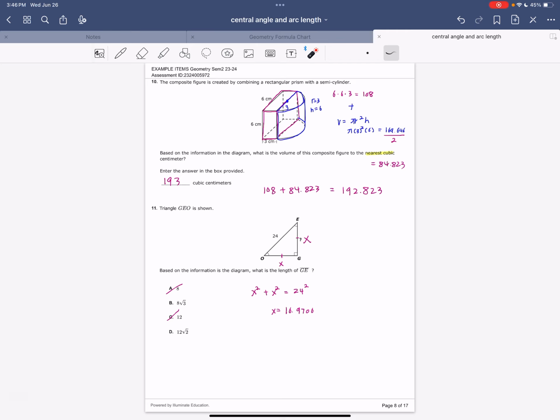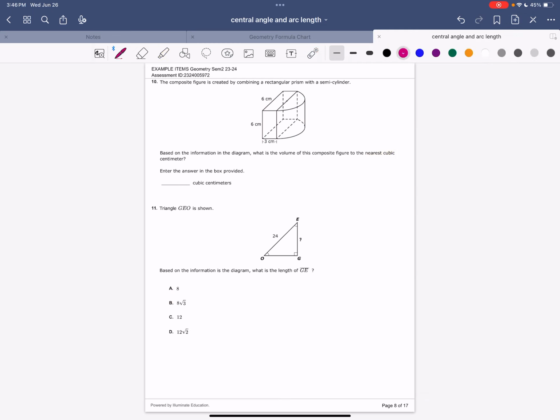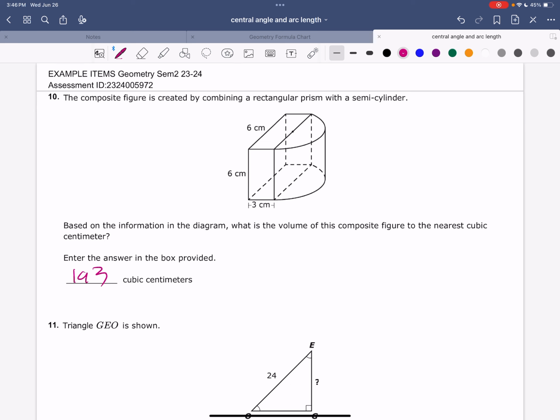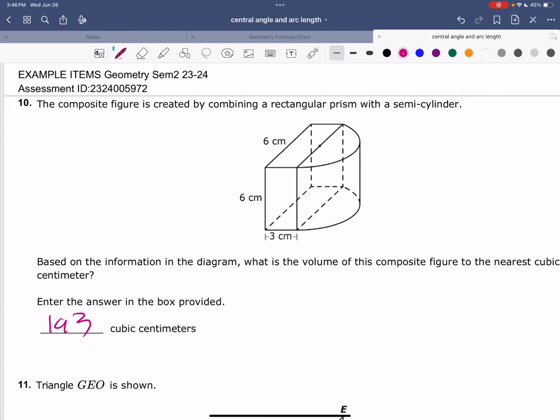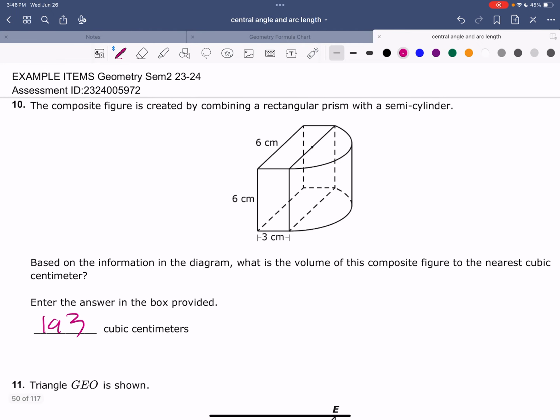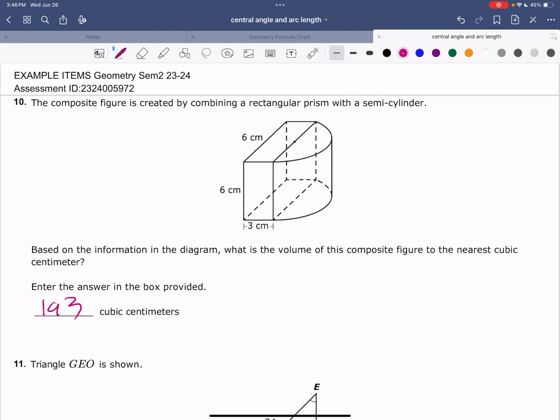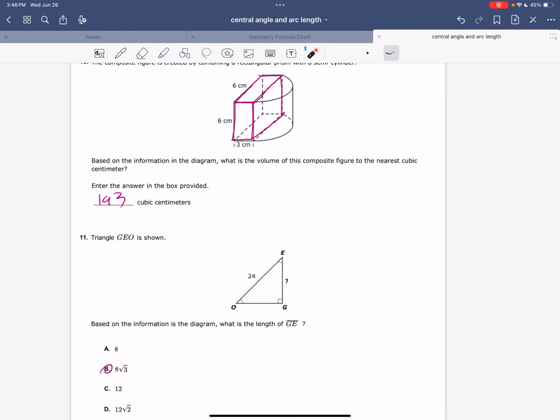Question number 10. I believe you guys can do this one by yourself, but let's do this. It's 193. I believe it's a B. Let's do this. Question number 10. This one, you're trying to find volume. I guess this is the last question that I'm going to go over in this video. It's a composite figure. So first, I want to find the volume of this rectangular prism, and then I'm going to find the volume of this semi-cylinder and then add them up.